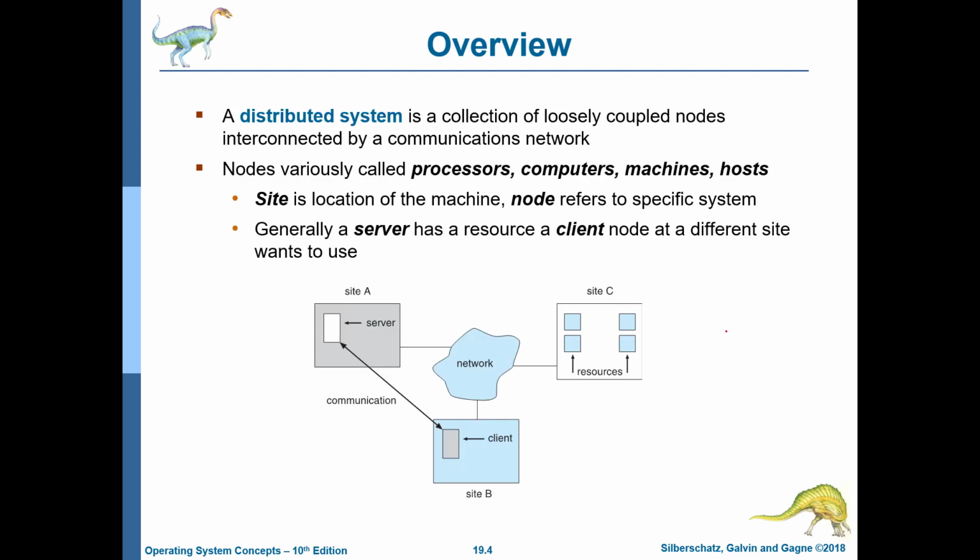of these important topics. So the key idea of a distributed system is it is a system of loosely coupled nodes which are interconnected by a communications network. So let's understand, what is a node? A node is basically an independent computing entity, which could be a processor, call it with a different name if you will, a computer, a machine, or a host. So a site will be the location of a machine, and a node refers to a specific system.